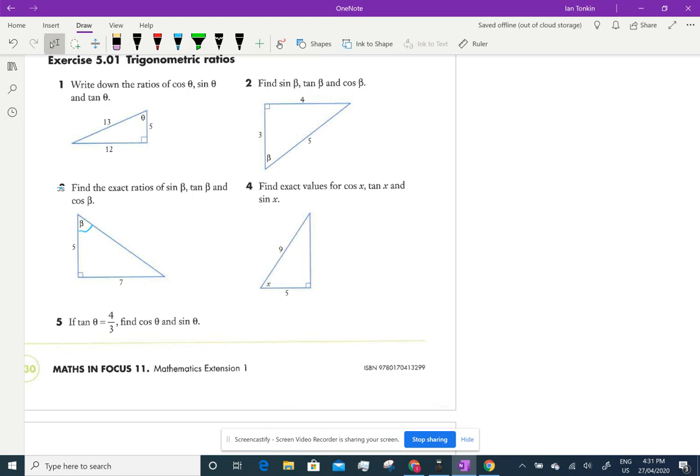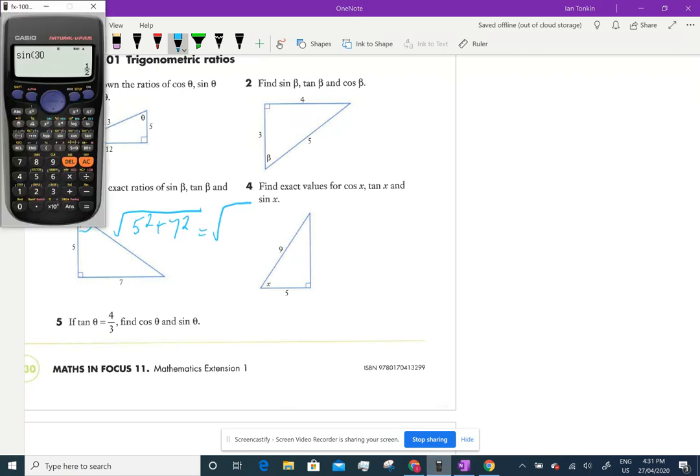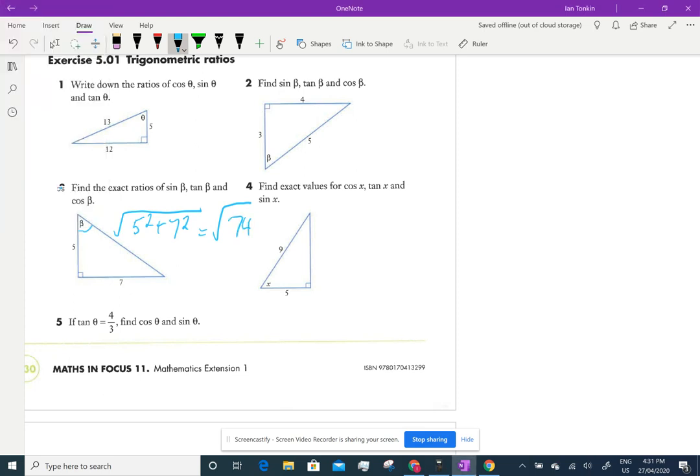What you have to do is you have to find this distance here first. And to find that distance there, you just use Pythagoras. So you get 5 squared plus 7 squared, and they want exact ratio, so it's just going to be a square root of whatever that is. And 5 squared plus 7 squared, 74. And then you can get the ratios of sine, cos, and tan for that one.